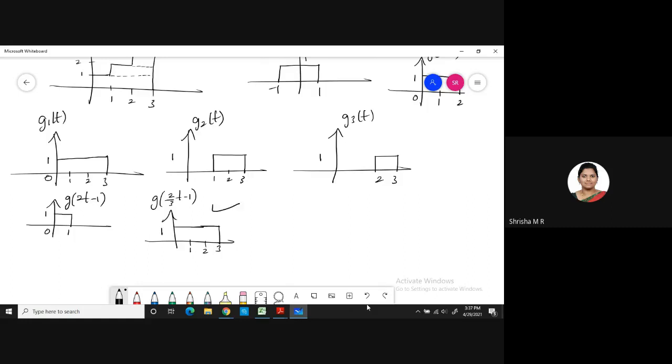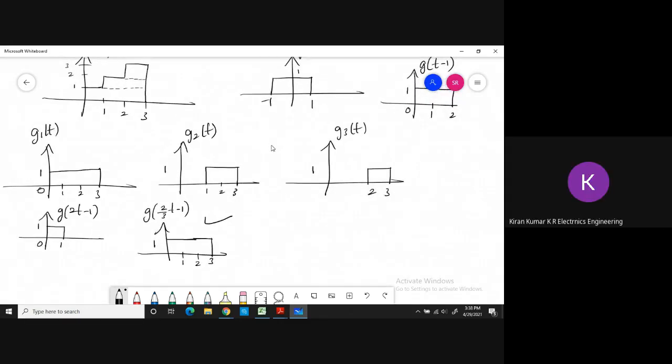So for g2 of t, what do you get? I have a signal from 1 to 3. g2 of t is a signal from 1 to 3. So what do we do to get this? Shifting. No, not shifting. If we shift, g of t minus 2, it will come, no? How to get this signal? Ma'am, if we shift t minus 2, g of t minus 1 minus 1, that is g of t minus 2, ma'am.